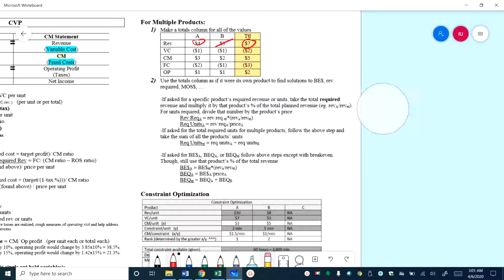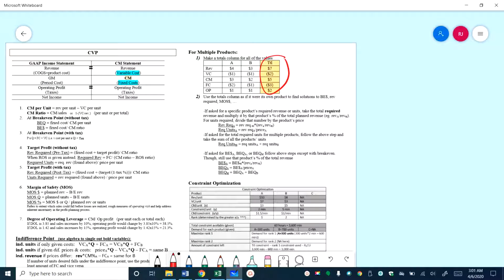So yeah, that's basically as complex as it gets. For the most part, just make this total column and then plug it into these equations. But if it asks specifically for product A or B for these types of problems, then you'll have to do a little more.